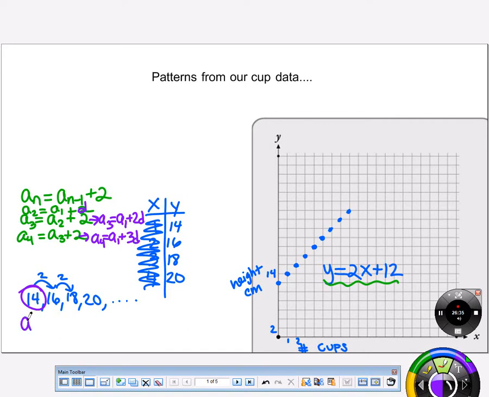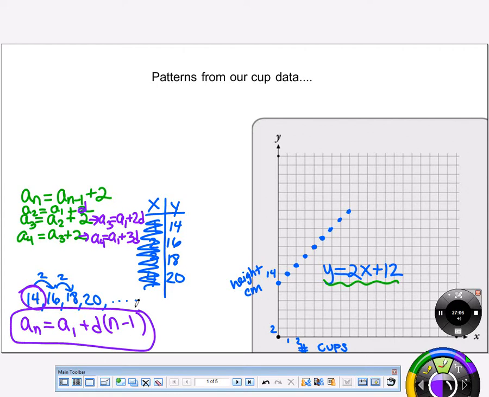To get any term, I can start at the first term and add the difference. How many times do I have to add the difference? If I'm finding the 10th term, how many times do I add the difference to the first term? 9 times. If I'm finding the 20th term, how many times am I going to add the difference to the first term? 19. How are these numbers related? N minus 1. Good. 1 less every time. So if I want to find the nth term, I add the difference n minus 1 times.